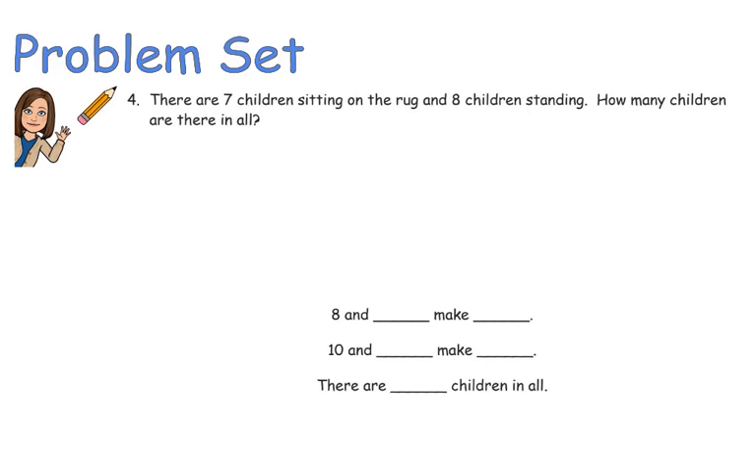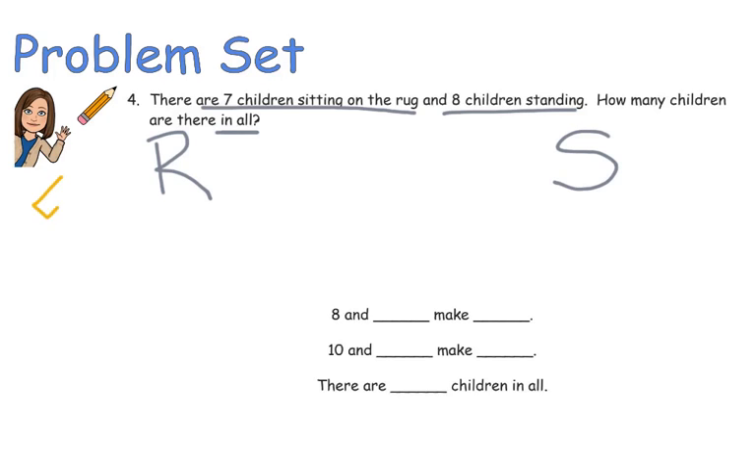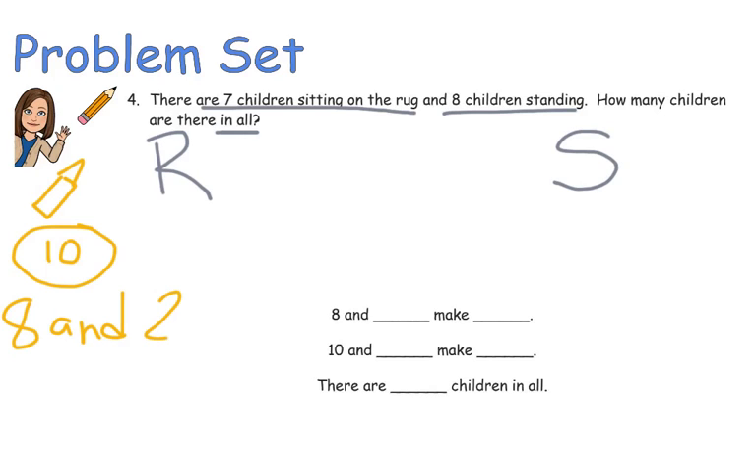Okay, number 4. So I'll read it with you and I'll help you underline and then you can solve this one by yourself. There are 7 children sitting on the rug. So 7 on the rug and 8 children standing. How many children are there in all? So we'll have on the rug and standing. I'll write your steps down for you again. Here's your steps. Draw your picture. Circle 10. 8 and 2. And then our 10 and blank. Okay, so those are your 4 steps.